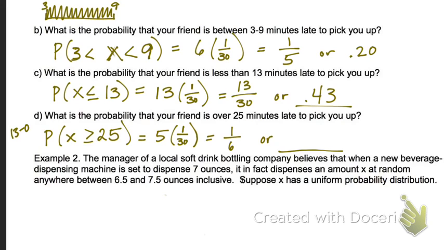0.43, and then what? 0.16 repeating, but it's like 1/6. Okay, let's look at example 2.